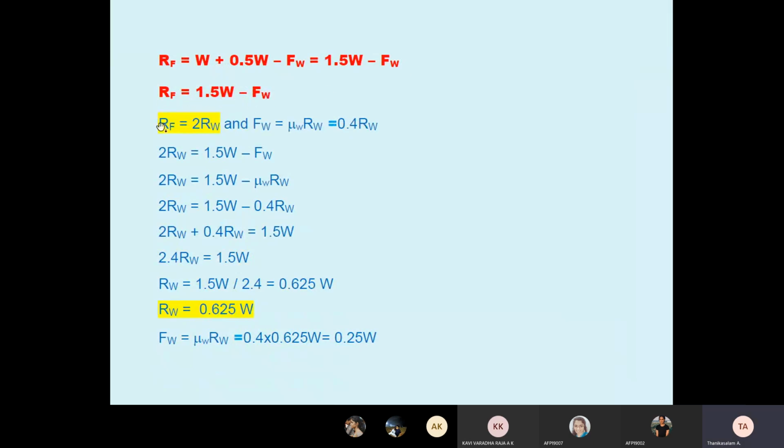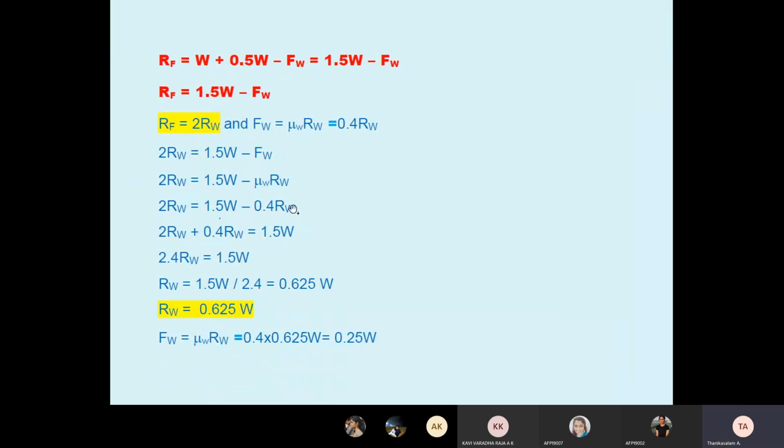Therefore, RF equal to 1.5 W minus FW. But already we calculated RF equal to 2 RW from the previous equation. And also we know FW equal to mu W into RW. What is mu W in the question? 0.4 is given. Therefore, FW equal to 0.4 RW. So apply it in the equation. I replace RF with 2 RW, equal to 1.5 W minus FW, FW replaced with mu W RW, mu W is 0.4, so 0.4 RW. Therefore, equation 2 RW equal to 1.5 W minus 0.4 RW.